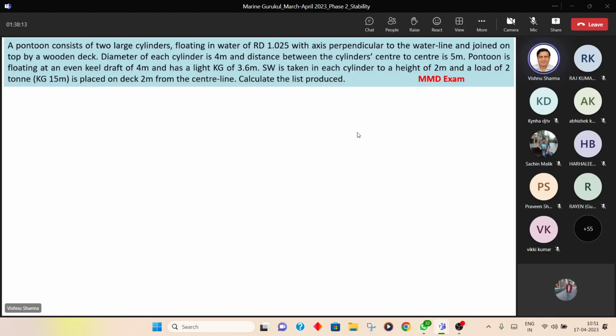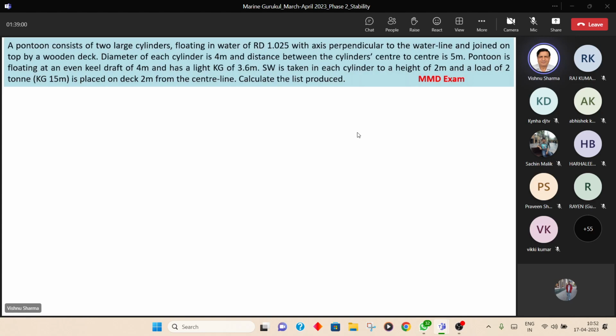Okay, guys, a pontoon consists of two large cylinders floating in water of RD 1.025 with their axes perpendicular to the water line. These two cylinders on top are joined by a wooden plank or a wooden deck. Something like we used to make rafts of the ships. Only thing is, there we used to put these drums in the horizontal condition. Here we put them vertical. Diameter of each cylinder is 4 meters. That means radius of each cylinder is 2 meters. And the distance between the cylinders, center to center, is 5 meters.